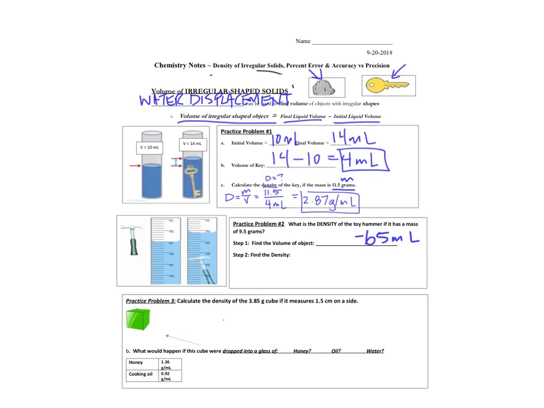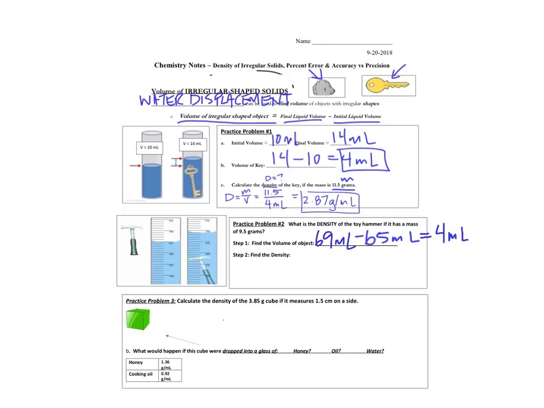Well, when I put the hammer inside, the water rises all the way up here. So again, at eye level, I'm looking at that meniscus, the bottom curve of the water, and it looks to be, here's 60, here's 65, here's 66, 67, 68, 69. It looks like it's all the way up to 69. It's not quite at 70. It looks like the final volume is 69 milliliters. So 69 minus 65 gives me 4 milliliters. So this toy hammer has a volume of 4 milliliters.